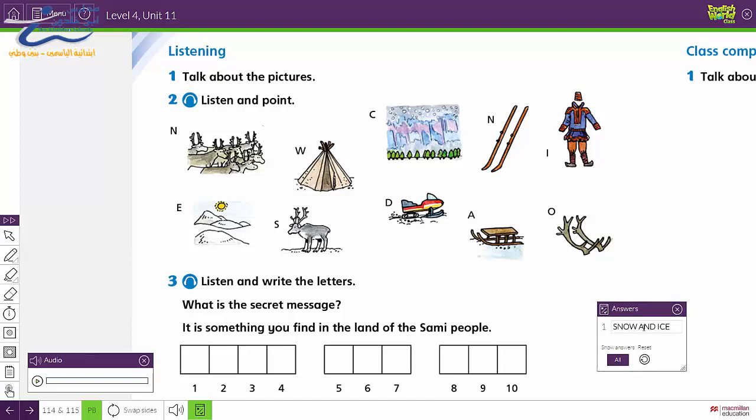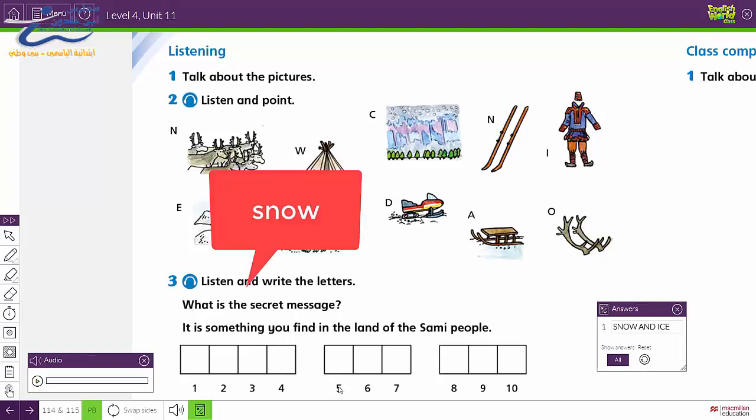So the answer is snow and ice. So the first sentence has the letter S. The second sentence has the letter N. The third sentence has the letter O. The fourth sentence has the letter W. So we made the first word, which is snow. Then move to the second one.